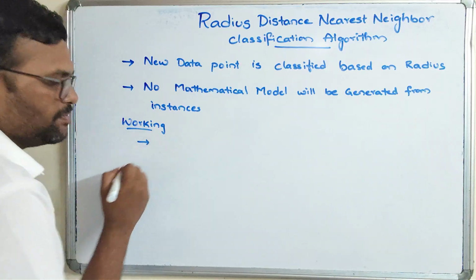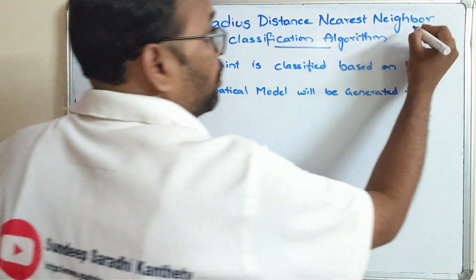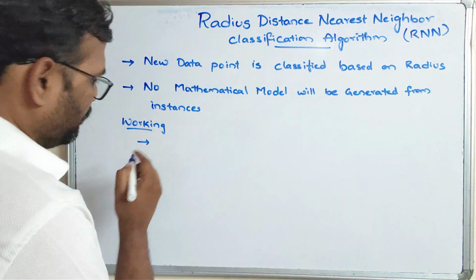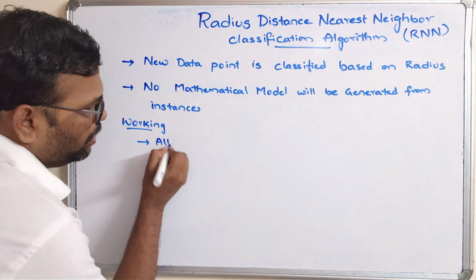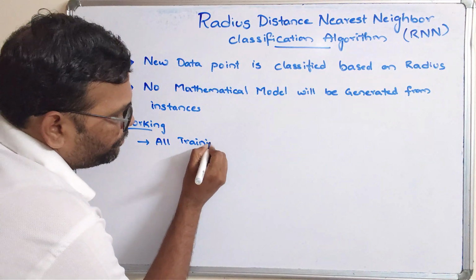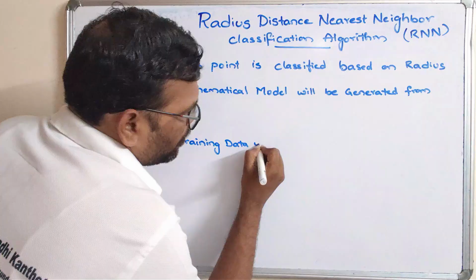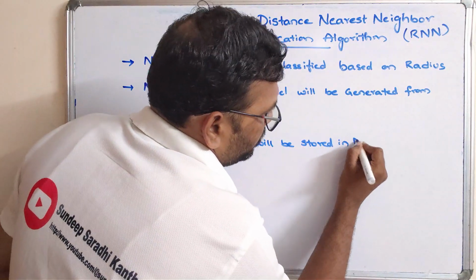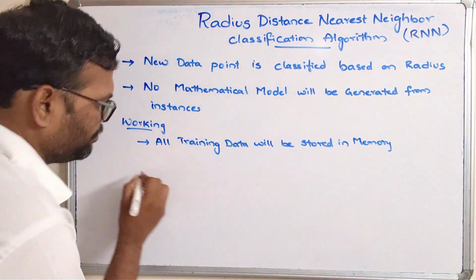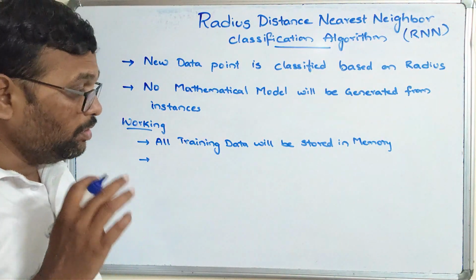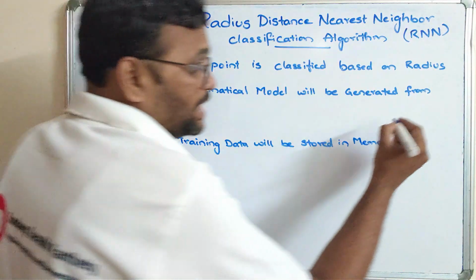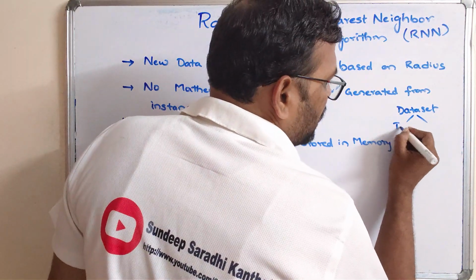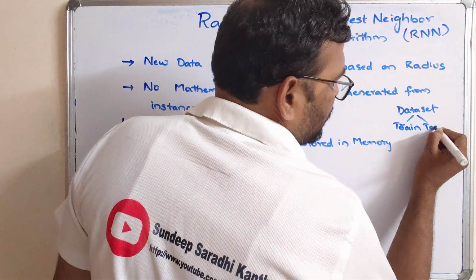The first step here is similar to our KNN. Here it is also called RNN. Working, the first step: all training data will be stored in memory. Every step is similar. Second, the new data. Here we'll be considering one data set, and from that data set we have to split it into training data as well as testing data.